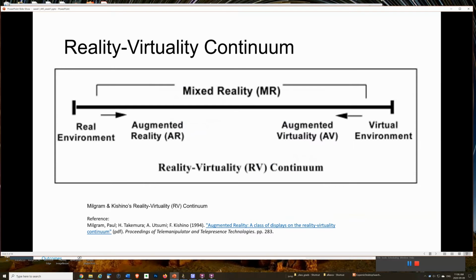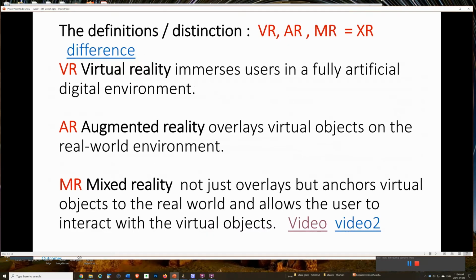It's all part of this continuum. Obviously, there's the real environment on one side, totally real, and on the other side is the virtual environment, which is, in some ways, totally fake, and then everything in between, and you can see where augmented reality falls in this. And then mixed reality is a little bit of all of it.